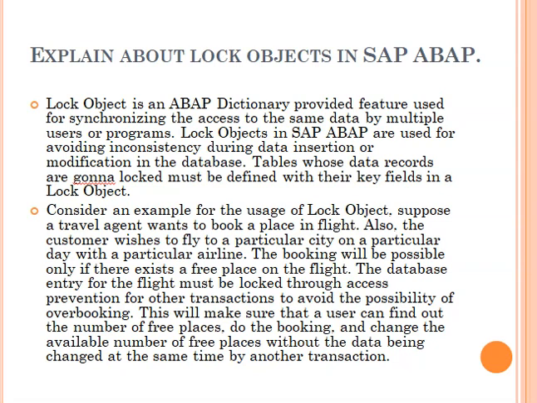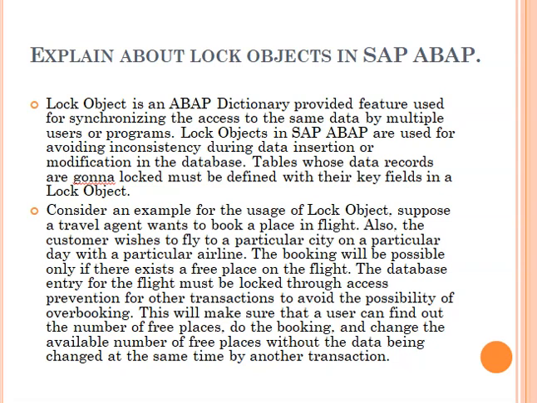Consider an example for the use of a log object. Suppose a travel agent wants to book a place in a flight. Also, the customer wishes to fly to a particular city on a particular day with a particular airline. The booking will be possible only if there exists a free place on the flight.